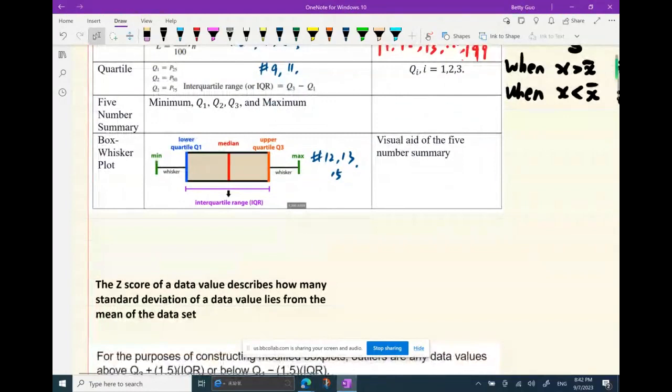You are given a data set and you need to identify which box plot is the correct box plot that describes the 5-number summary of the data set. And you just need to find the minimum, maximum, right? Find the Q1, Q2, Q3, and see which one is the correct one.